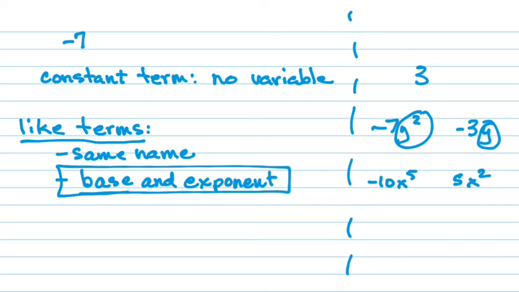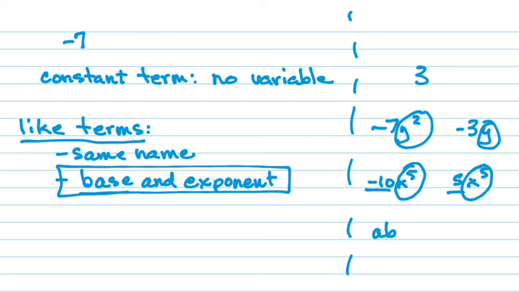All right, how about this? Are they like terms now? Yes. Because this is an x to the fifth and this is an x to the fifth. The coefficient has nothing to do with it, right? It's just the name of the term, and that's the base and the exponent. Now, you can have more than one letter.